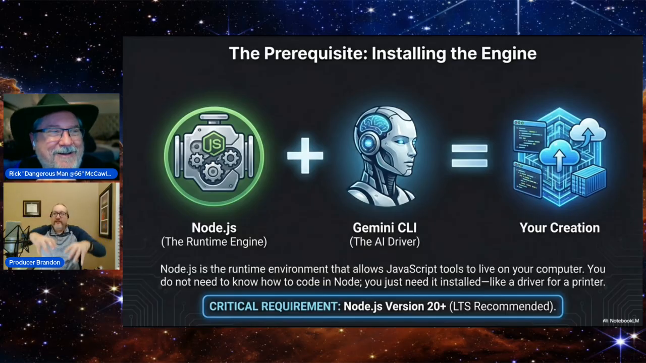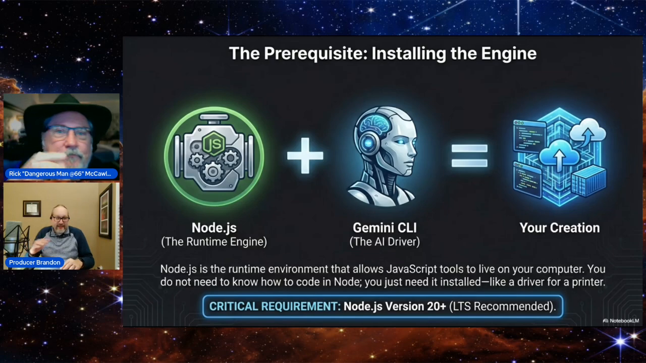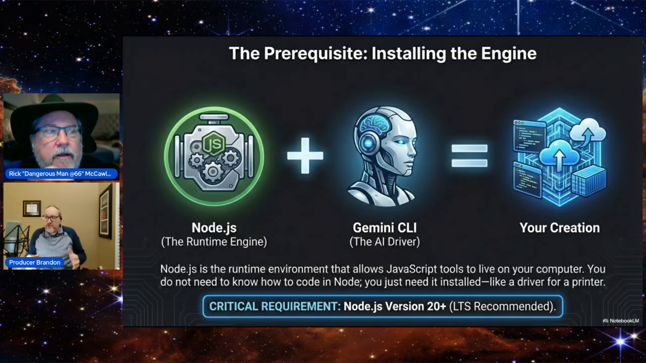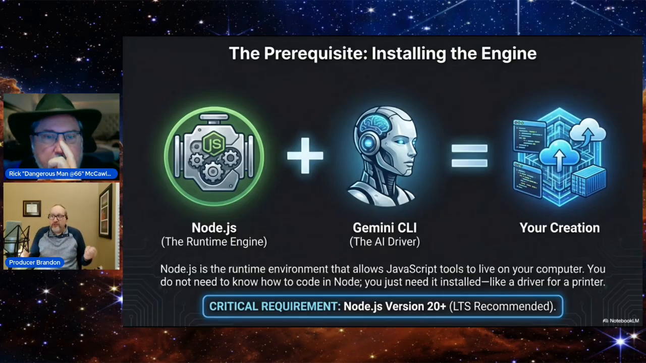This goes in. Okay. And then you layer on Gemini CLI, which you install. And that's the AI driver. So that's the autonomous Waymo at the controls. And then you plus your input is you get your creation. So it's called a runtime environment that allows JavaScript tools to live on your computer. So you don't need to know how to code in Node. You just need it installed. You just need to turn the key.